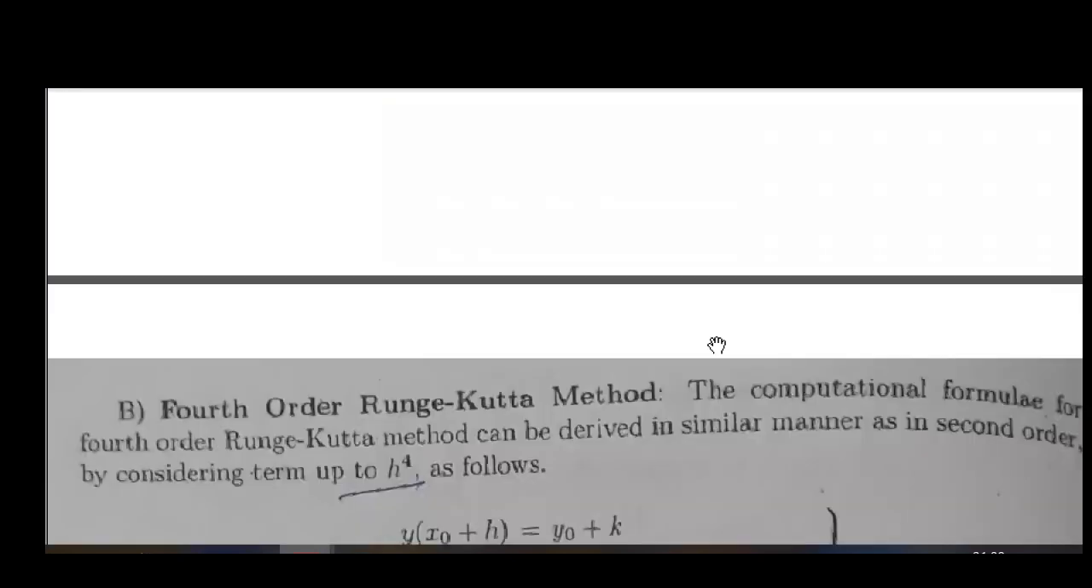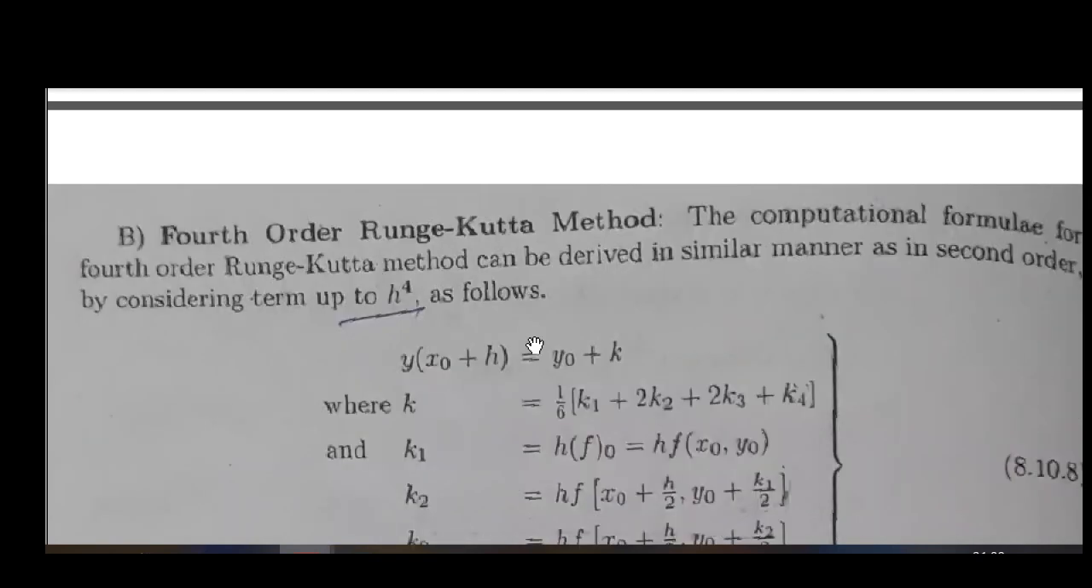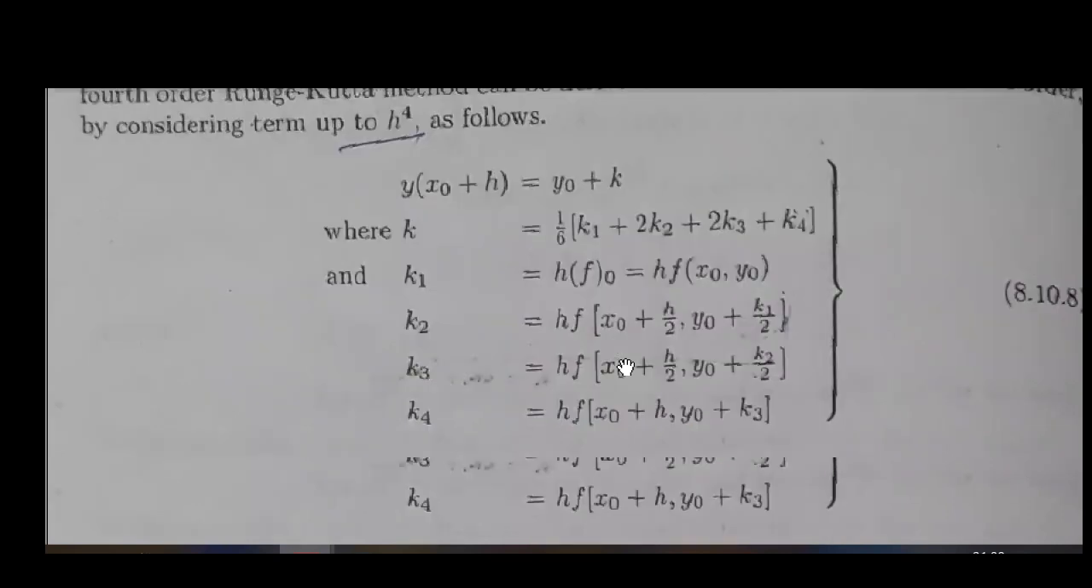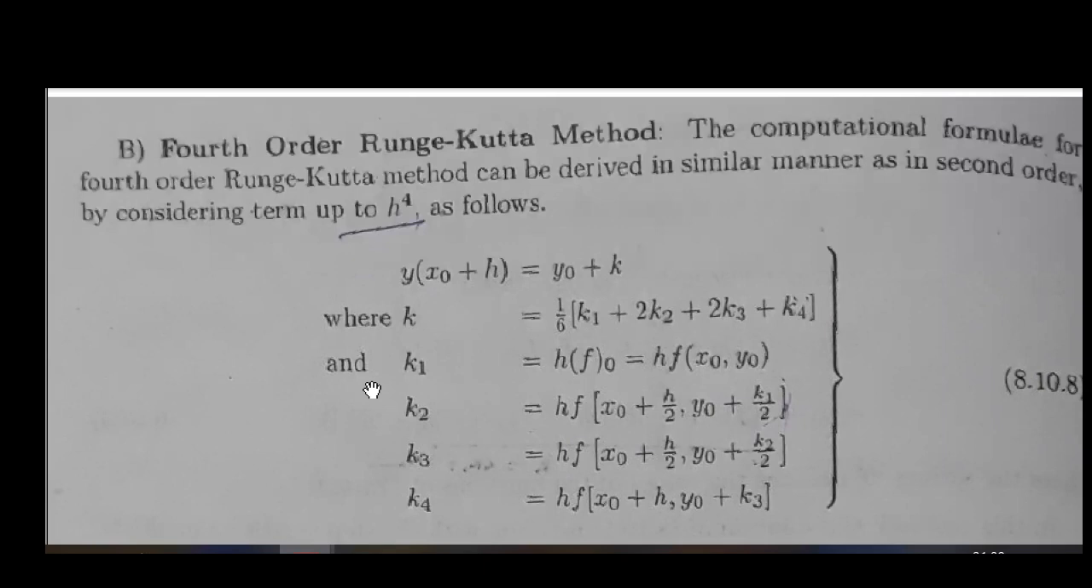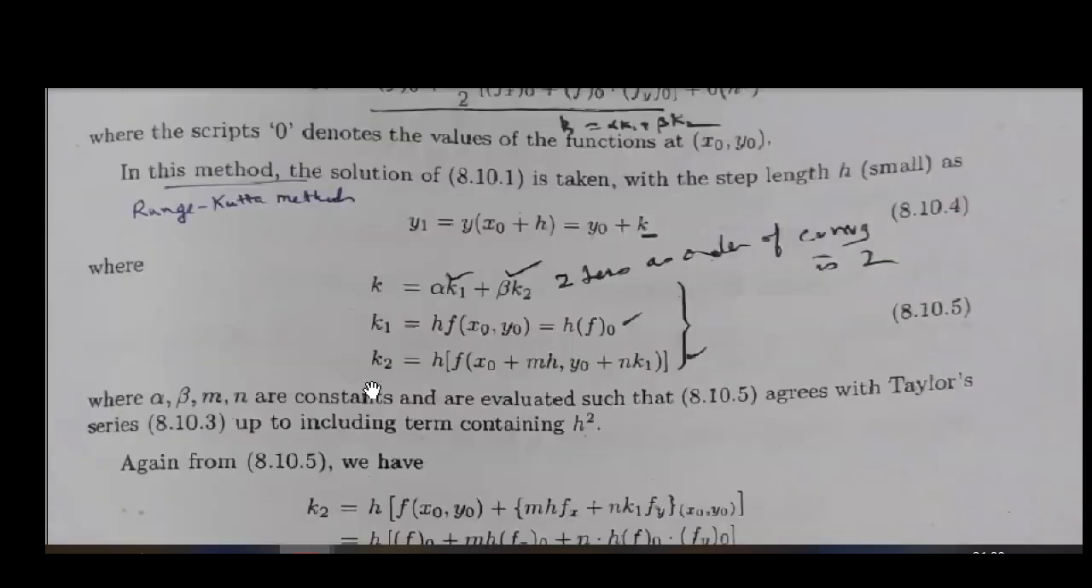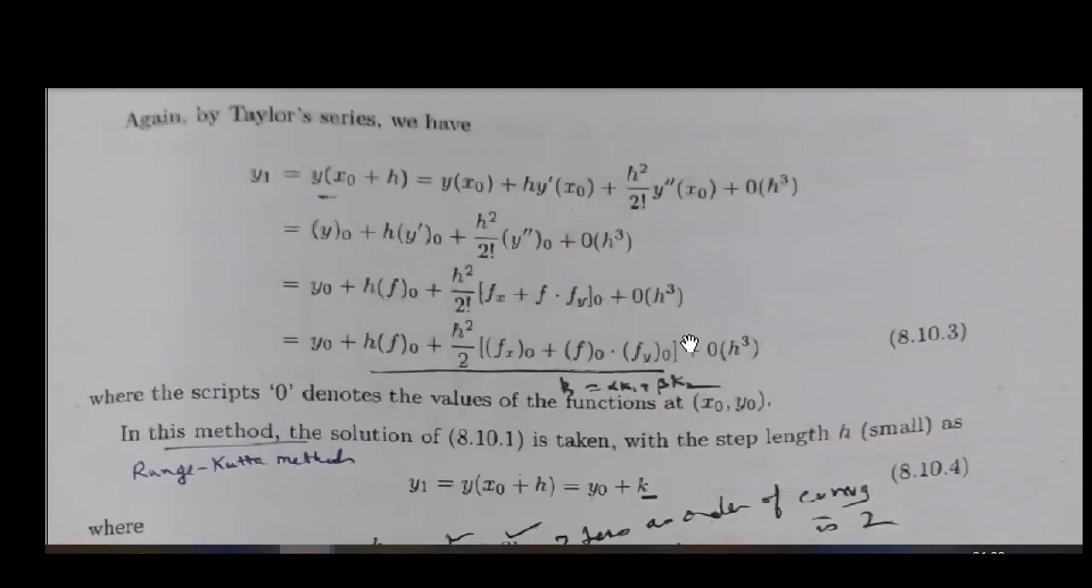Similarly for the fourth order Runge-Kutta method, this procedure is exactly the same. What does the procedure being the same mean? Here also you will assume something like this, where K is now decomposed into 4 parts. This is the structure. The order of the error is h5, because we will take up to h4, and then you have to continue comparing with the Taylor series as we did before. But here the Taylor series expansion should not stop at h square. It should continue up to h4, plus order of h5.